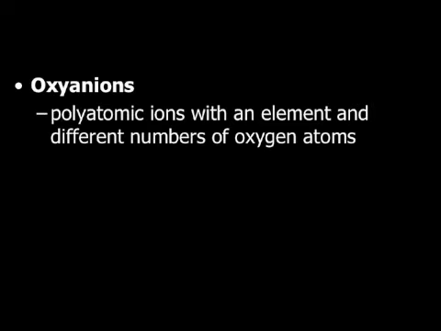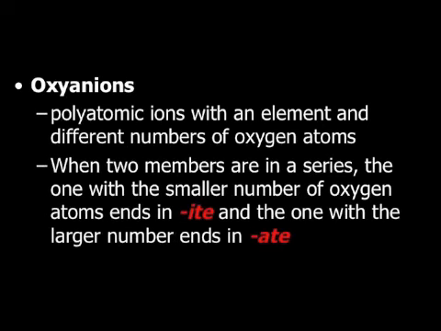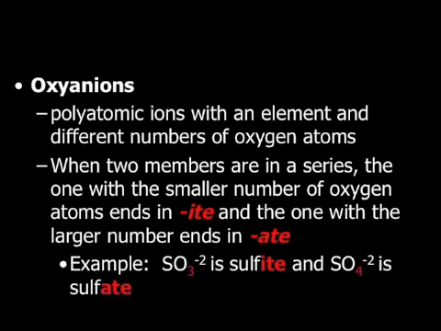The other term we're going to look at is an oxyanion. These are polyatomic ions that have an element and different numbers of oxygen atoms. Often there will be several in a series where the oxygen atoms are bound to the same element, but in one case there might be 2, and the next case there might be 3. When these are named, the one with the smaller number of oxygen atoms ends in -ite, and the one with the larger number ends in -ate. The -ite and -ate are not assigned specific numerical values, but in a series, the -ite is always the lower number of oxygens, and the -ate is always the higher number.